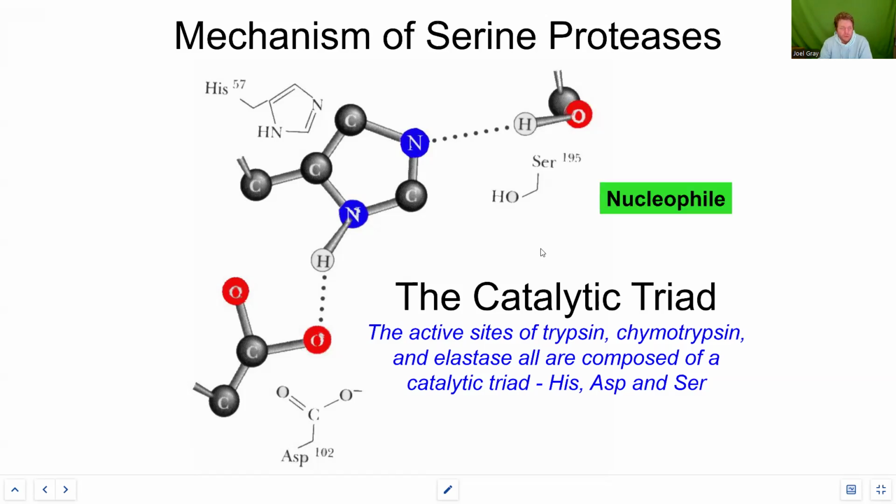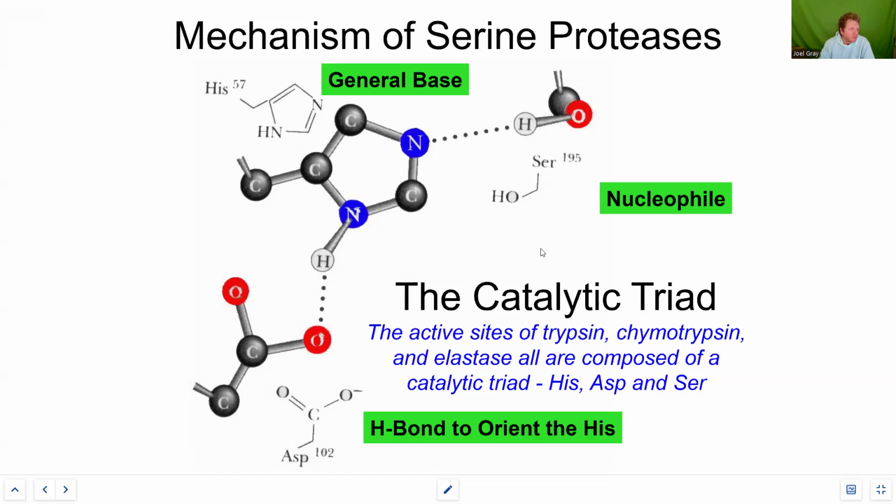Serine is acting as a nucleophile. Histidine is acting as a general base. And then aspartate is participating in hydrogen bonding to properly orient the histidine.